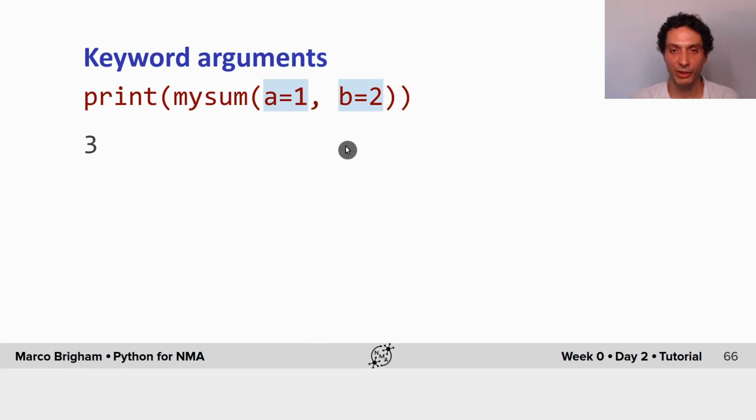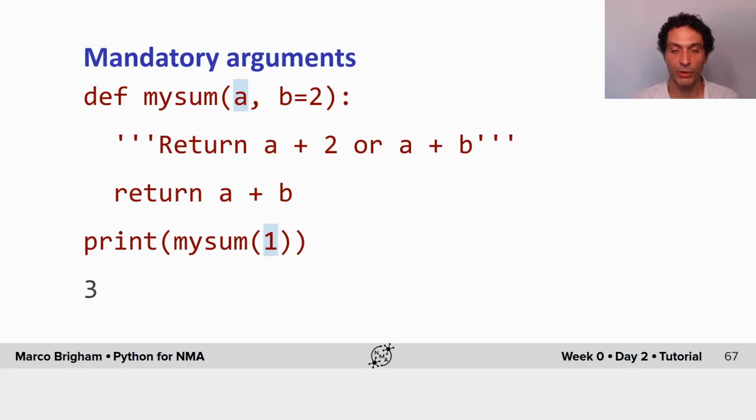Now, some of these arguments can have names. So here I'm calling argument A with value 1, argument B with value 2. I could have as well just called my sum 1 plus 2, but I call them with the name that was in the definition. And so this enables us to do the following. We can have arguments that have to be defined, so you need to call the function with this argument. It's a mandatory argument. But other arguments, you can give some default values.